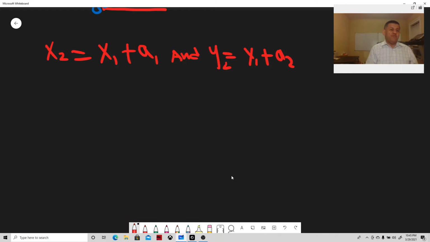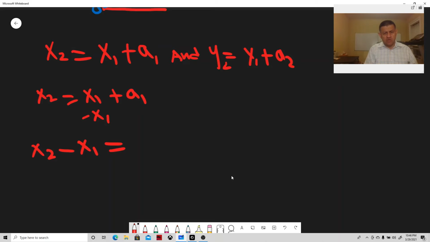If you're solving for a1 and a2 in this case, just try it. So x2 is equal to x1 plus a1. You move this to the other side when you solve for a, so you're subtracting this to this side. And then you get x2 minus x1 is equal to a1.